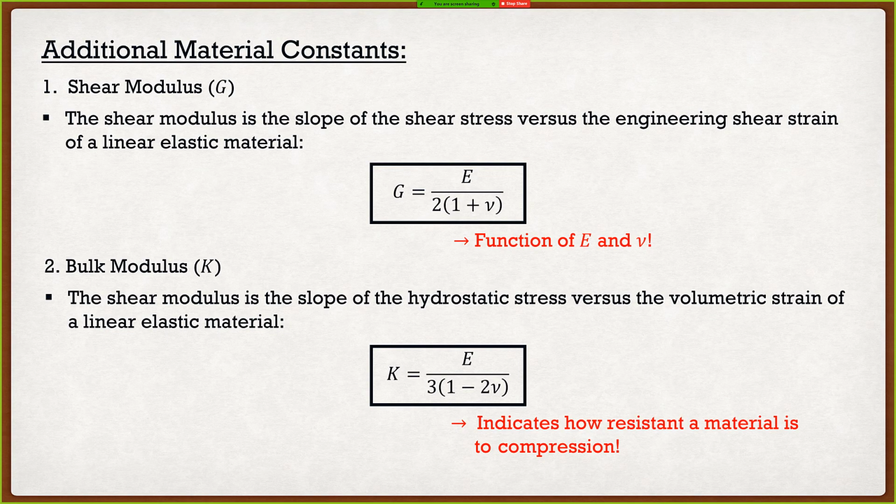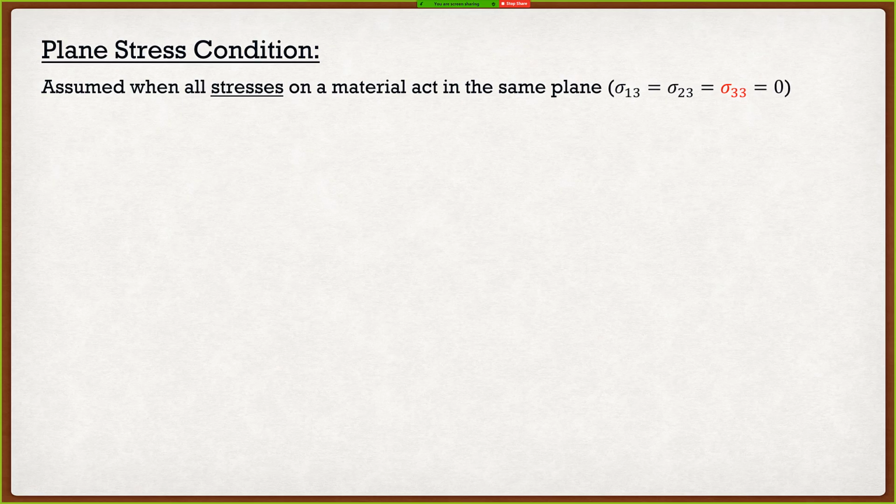What you guys will see moving forward a lot are these two conditions. The first one is the plane stress condition. If you guys ever modeled something in finite element in 2D, you guys are either using plane stress or plane strain, or maybe axisymmetric, but we'll talk about that one way later on. So the first one is a plane stress condition, and this is assumed when all the stresses on the material act on the same plane.